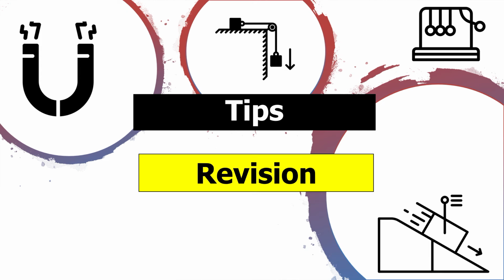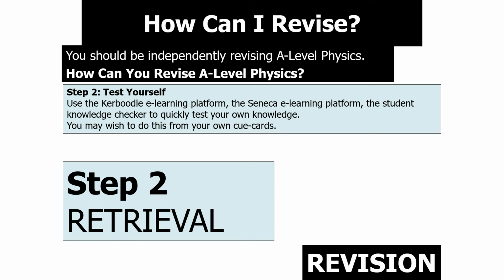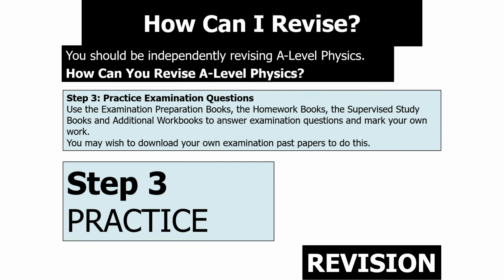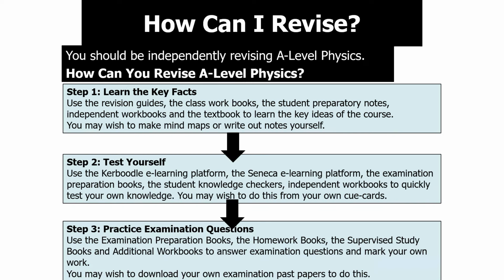Now, how should you be revising for AQA A-Level Physics? Firstly, learn the key facts. Use revision guides, class workbooks, student prep notes, and the textbooks to learn the key ideas of the course. Then test yourself. Use things like Caboodle, Seneca, knowledge checkers to quickly test your own knowledge. Finally, use exam preparation books, homework books, supervised study books, additional workbooks to answer exam questions and mark your own work. So you should learn the key facts, test yourself, and practice exam style questions.